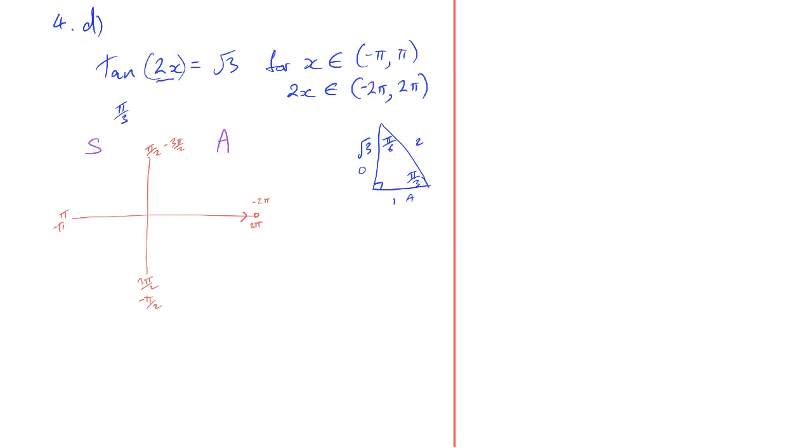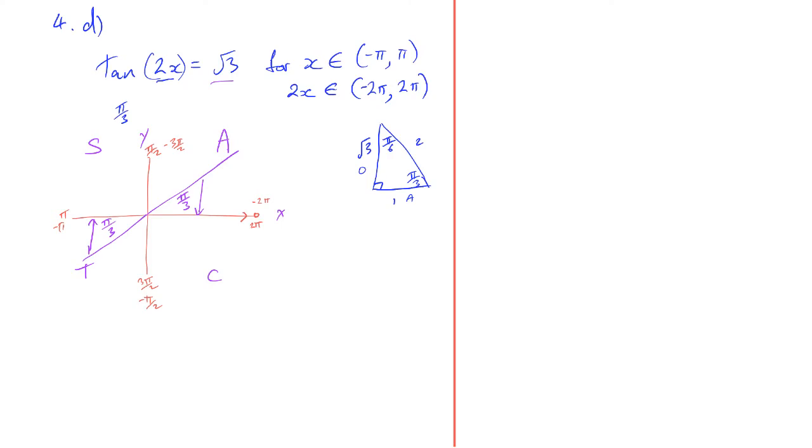All stations to central. Where is tan positive? Because it's a positive root 3, it is positive in the A and in the T. So there's the value of pi on 3, and there's the value of pi on 3. The angle, this is a refresher, using the unit circle, it's always the angle between the line and the x-axis. The x-axis is a vital thing to remember.